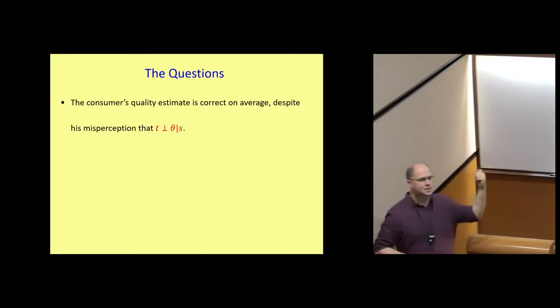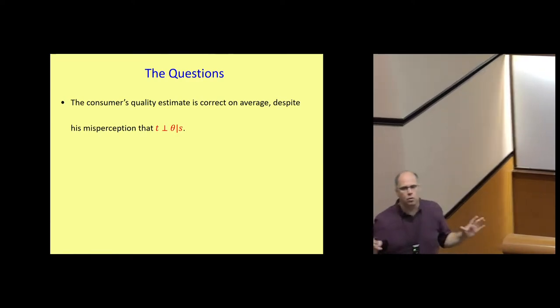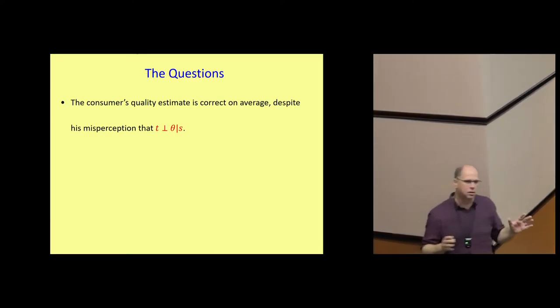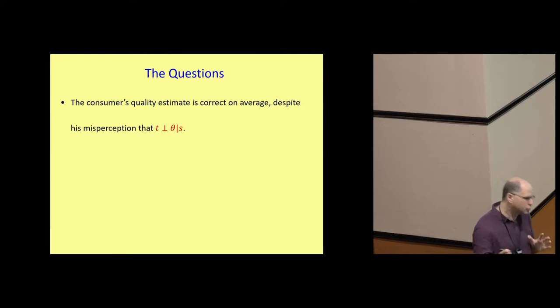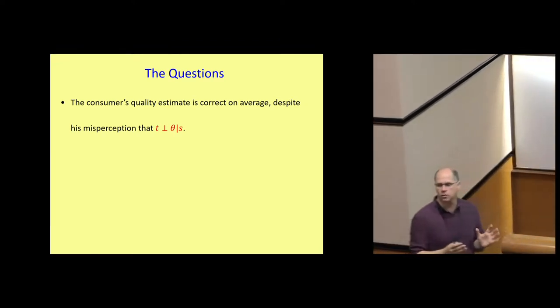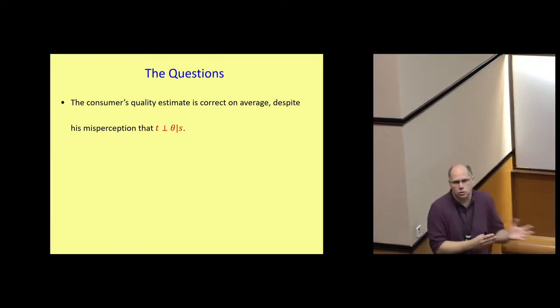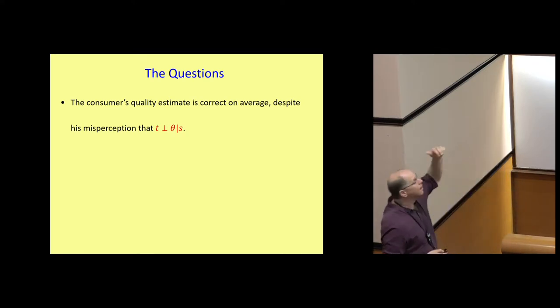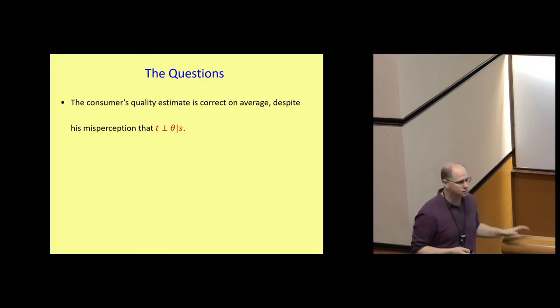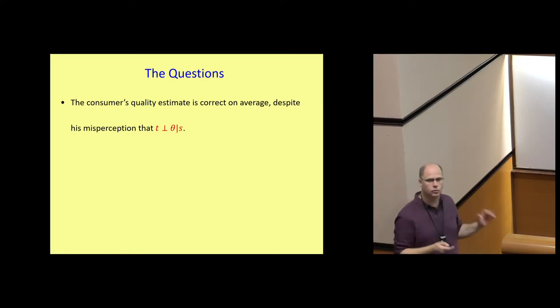So what we see here is that although the consumer is wrong about the world, he's just cynical about the world, it's not that cynical. Sure, sponsorship could affect the content of the review, but the content of the review is also a function of the actual quality of the product. So he's just too cynical. And he's making a wrong assumption. His causal model assumes that T is independent of theta once we condition on S. So it's cynical. It's not true. Nevertheless, his average quality assessment is correct.